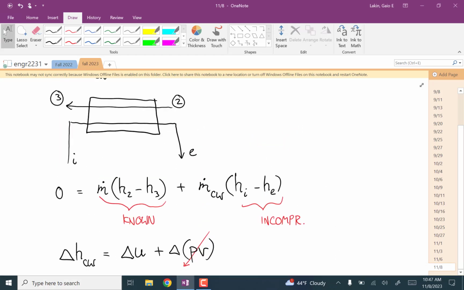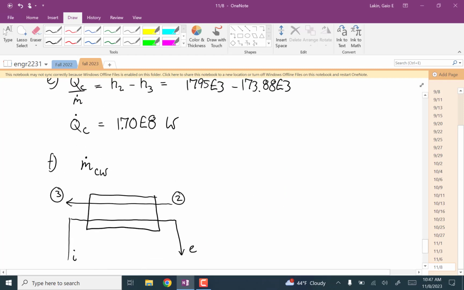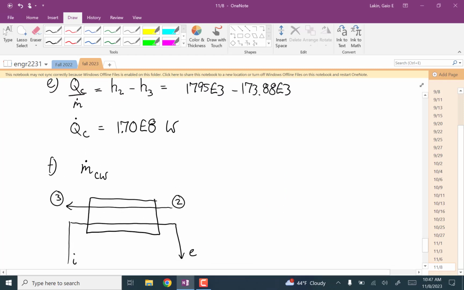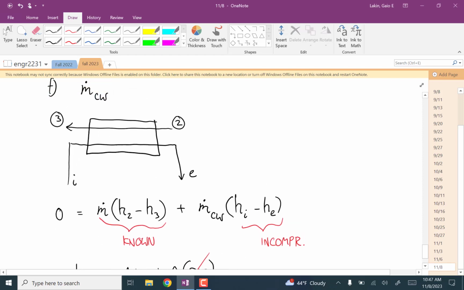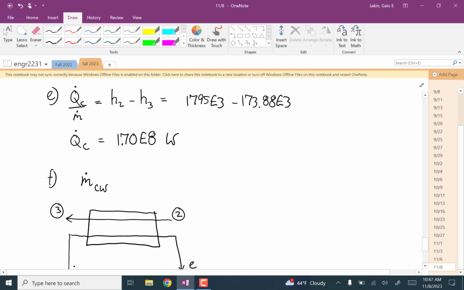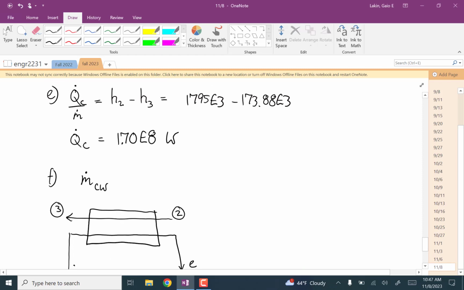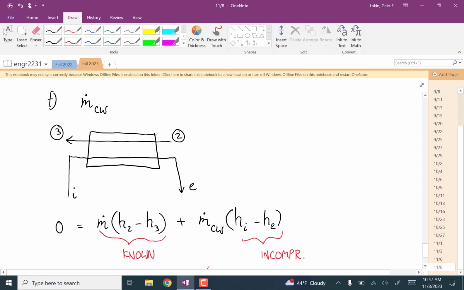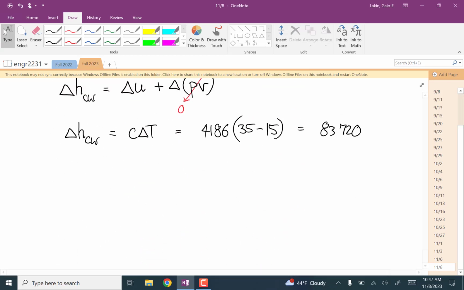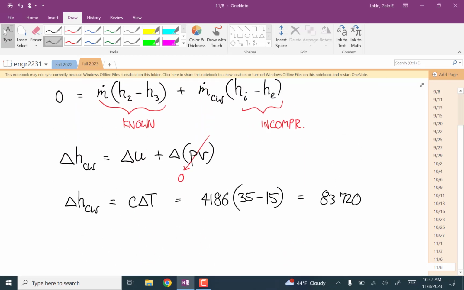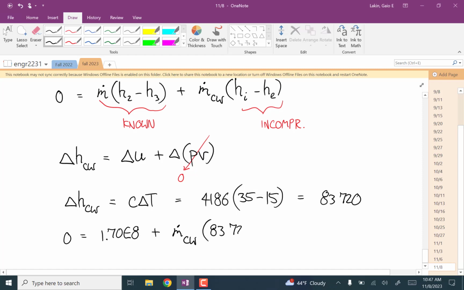We calculated this before just a second ago, didn't we? H2 minus H3. So it's that times the mass flow rate. So 1.7 times 10 to the 8th. So 0 is equal to 1.70 times 10 to the 8th plus m dot for the cooling water times 83,720.